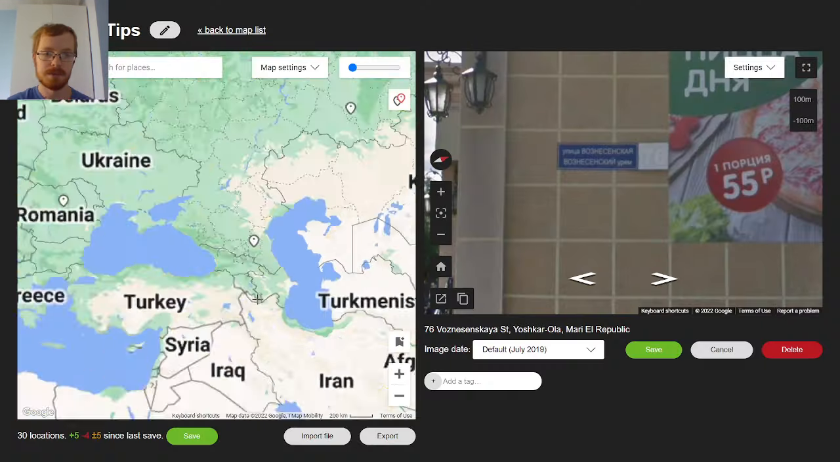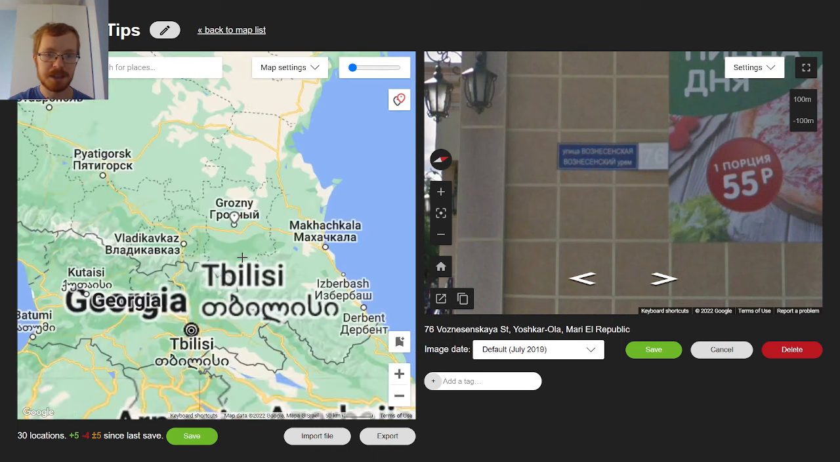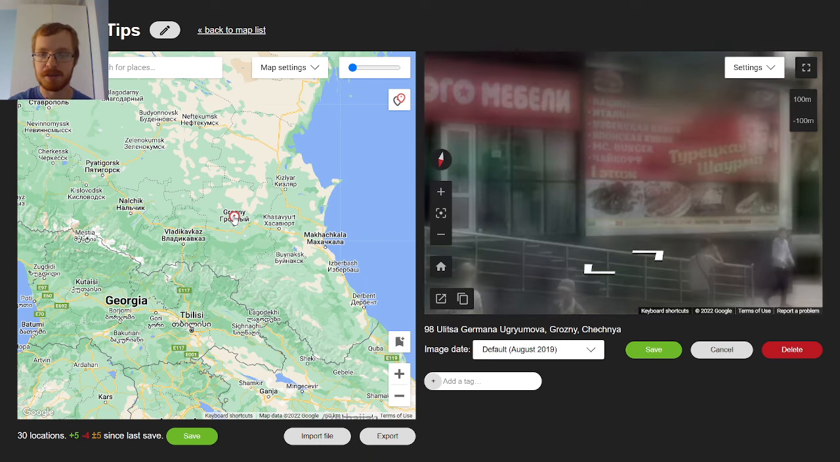So moving on to the Caucasus region of Russia. Now the Caucasus is home to so many different languages, but in general, if you see more Middle Eastern influence or Middle Eastern sounding words, then you might be in this Caucasus region.